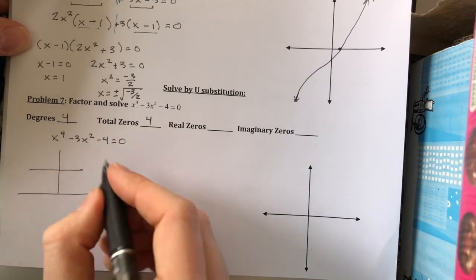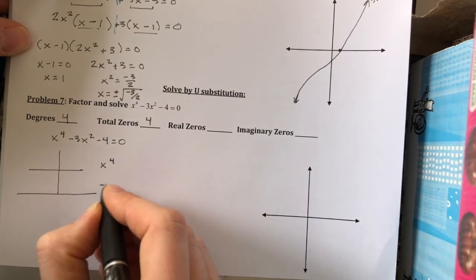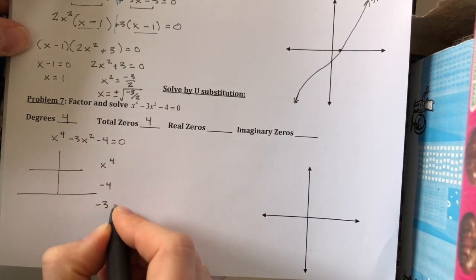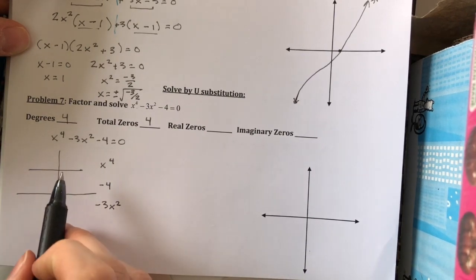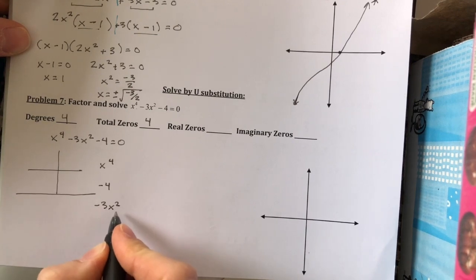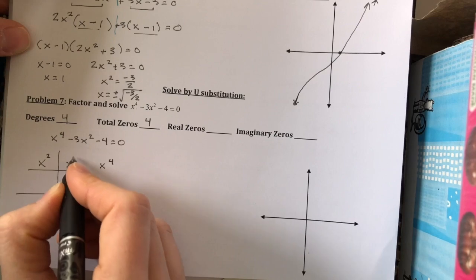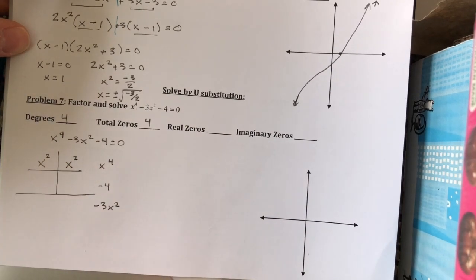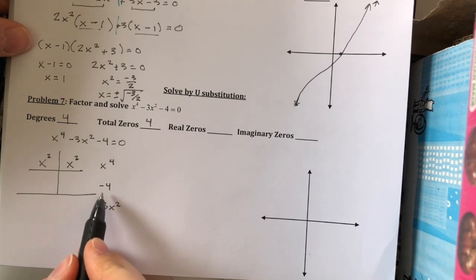Remember that we're following FOIL. So first, last, middle. Okay, 2 factors, it's probably going to be even because it has something times itself. And we're going to end up with an x squared here. So I'm going to put x squared and x squared. You can try multiple things. It's always good to have an eraser. Okay, and then we need -4.